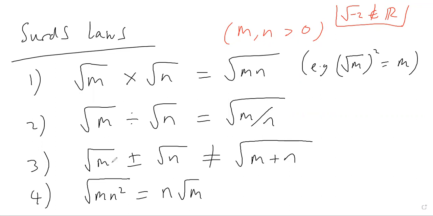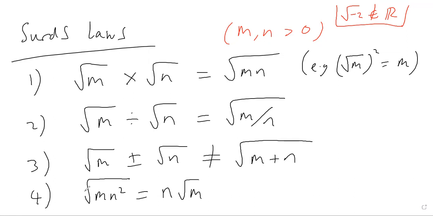And then the third point: root m plus or minus root n is not equal to the root of m plus n. Again, that's quite self-explanatory. You can just do examples in your calculator to test that the equal sign there would not work in general. So this is not true in general. That's why there's a not equal to sign in the middle there.